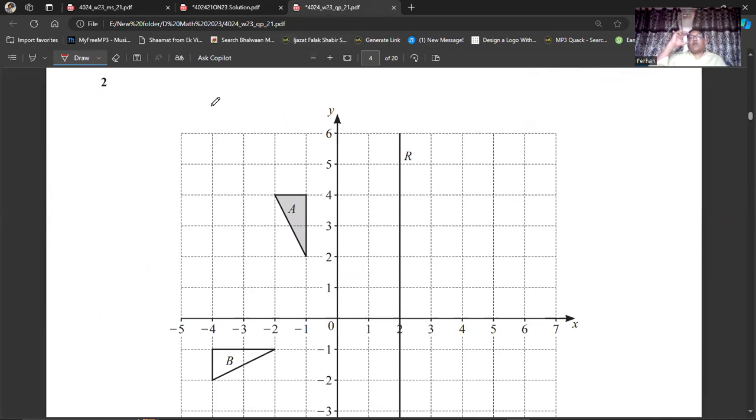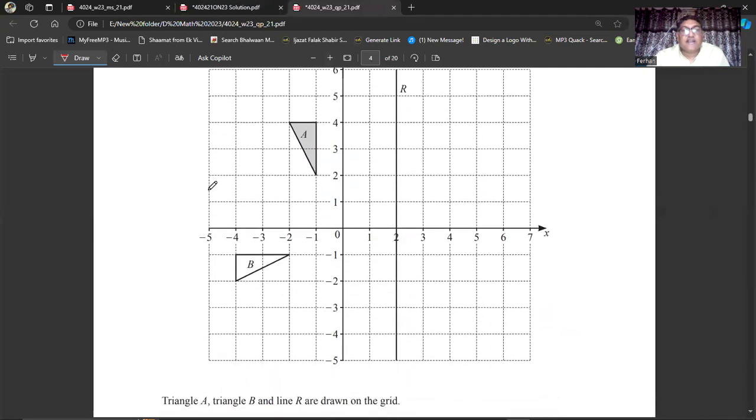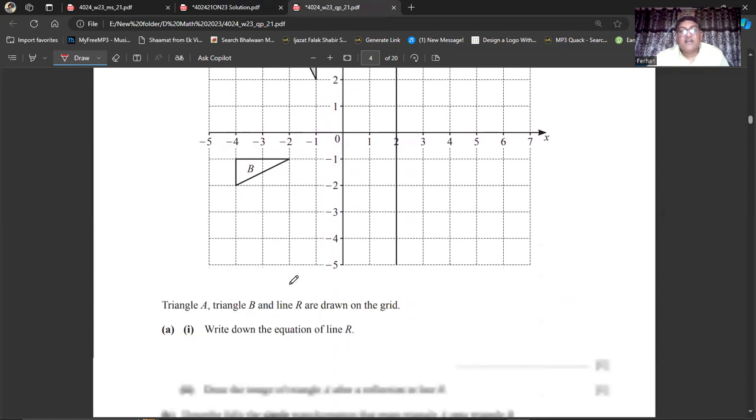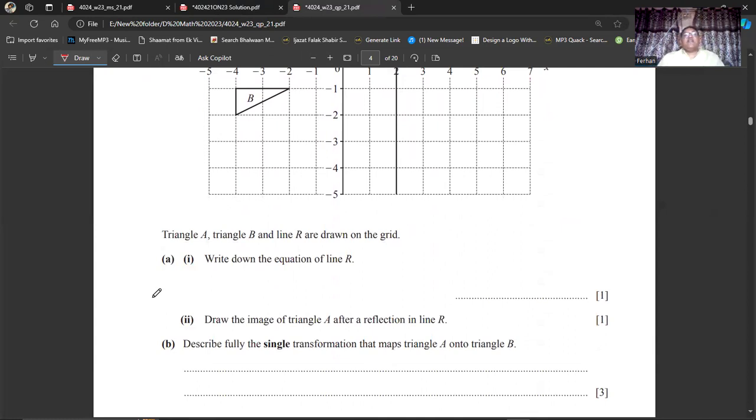Now we are on the question number 2. So you can see on your screen that here we have a grid, here we have a triangle A, the triangle B, here we have a line, which is a vertical line. So the first question, triangle A, triangle B, and the line R are drawn on the grid. Write down the equation of the line R.